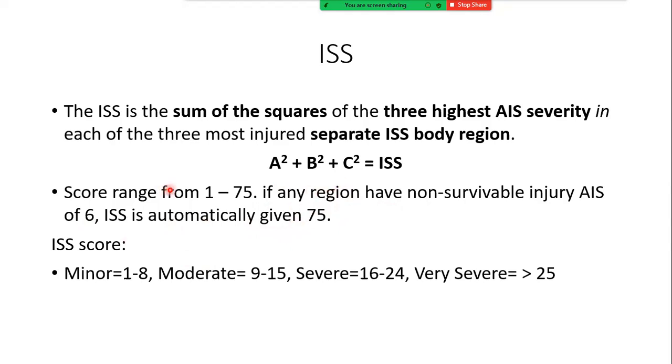Based upon 1 to 75, the ISS injury severity score can be subcategorized as minor, moderate, severe, and very severe. For minor, the ISS score will be 1 to 8. For moderate, it will be 9 to 15. For severe, it will be 16 to 24. For very severe, it will be more than 25.